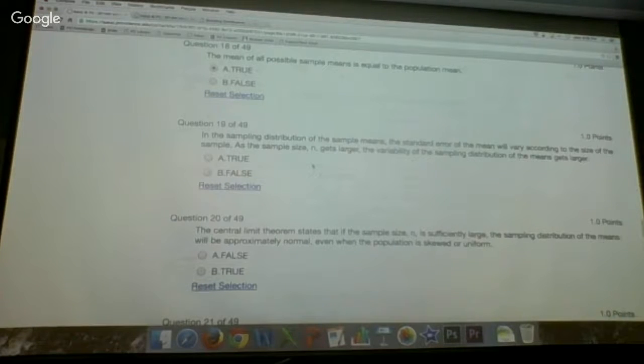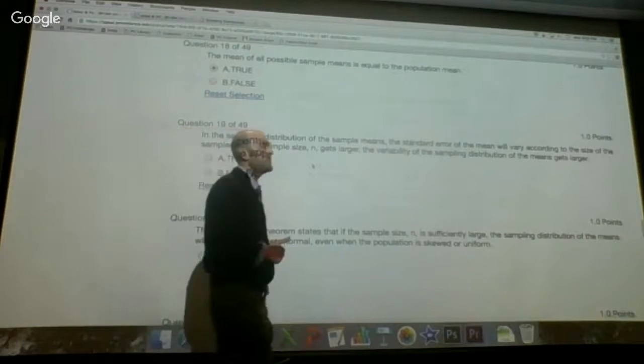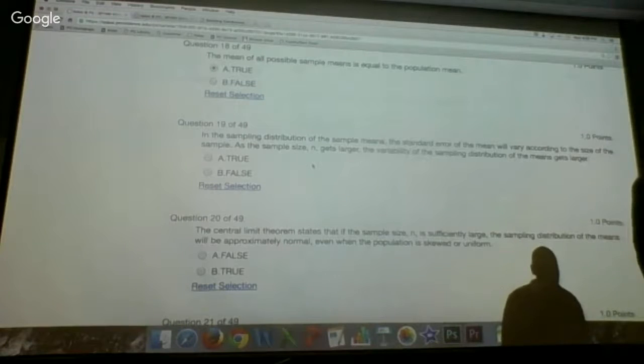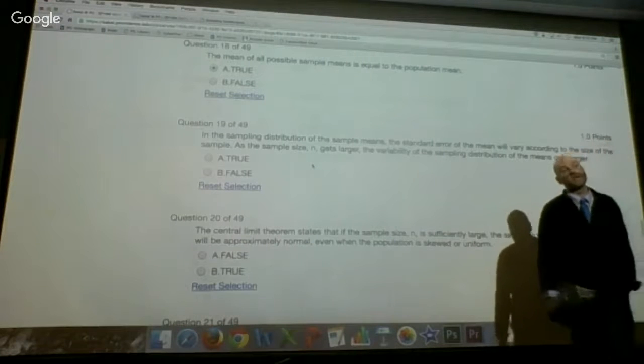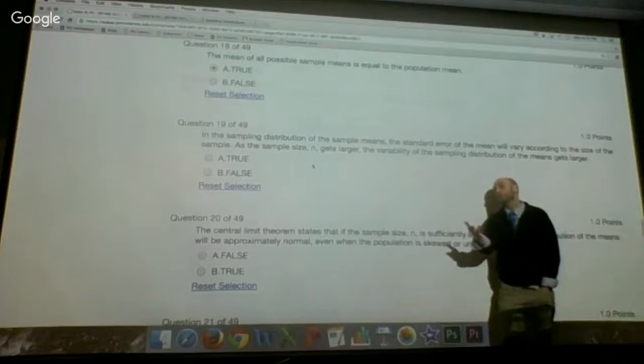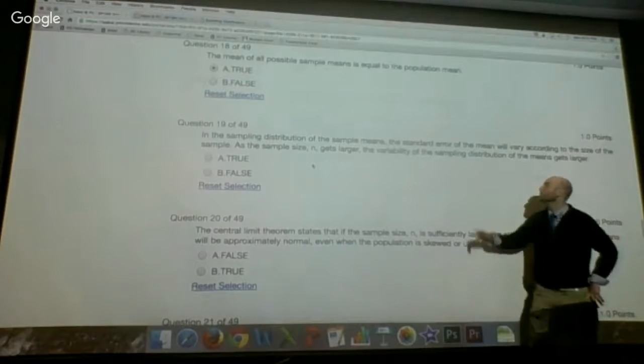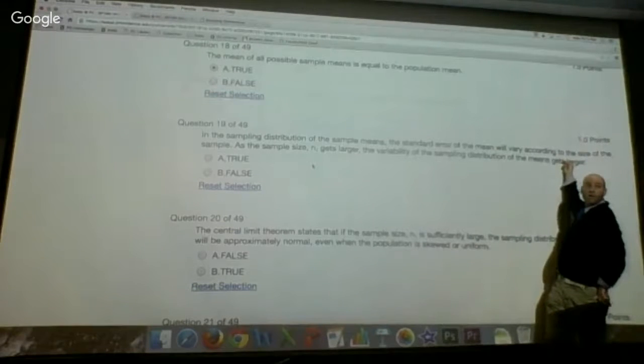19. In the sampling distribution of the sample means, the standard error of the mean will vary according to the size of the sample. As the sample size n gets larger, the variability of the sampling distribution of the means gets larger. False. Why false? Couldn't it even be sometimes true? There's a lot of words in here which we could break down. What one word could you switch to something else here, Stephen? Instead of gets larger, it gets smaller. Yeah, we all want to change this word right here.